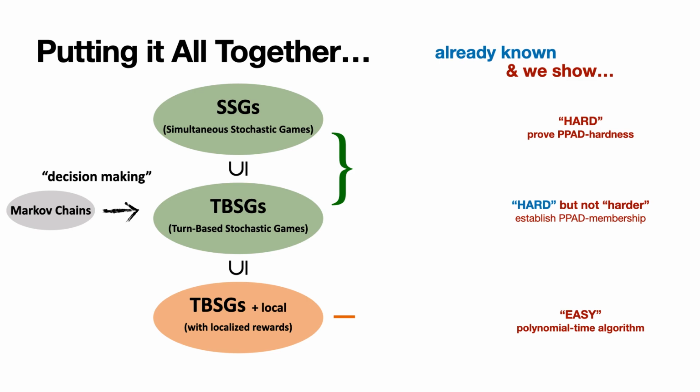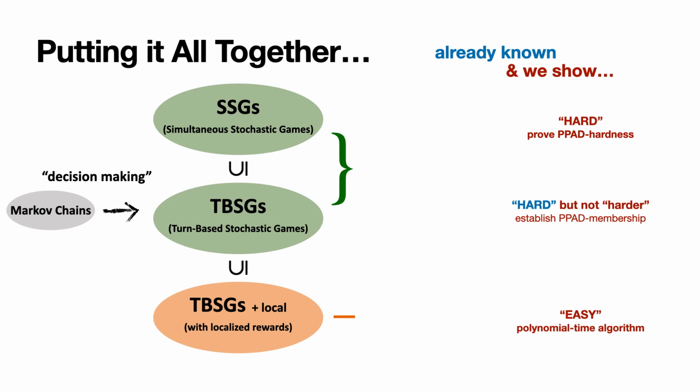So putting all the things together and in conclusion, we show the complexity picture for multiplayer games about finding an approximate Nash equilibrium in either the simultaneous stochastic games or the turn-based stochastic games. We show finding approximate Nash in both these kinds of general games is PPAD-complete. We also design new efficient polynomial time algorithms for solving structured turn-based games.